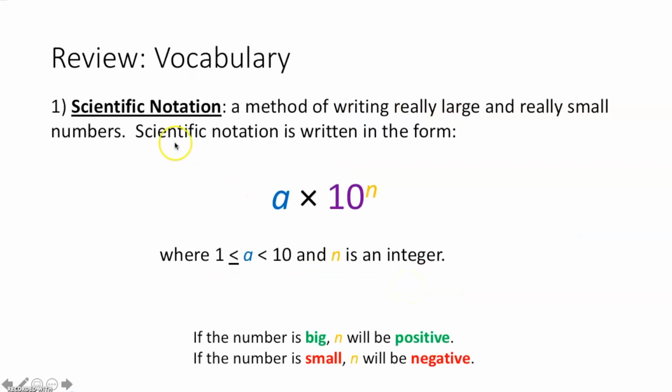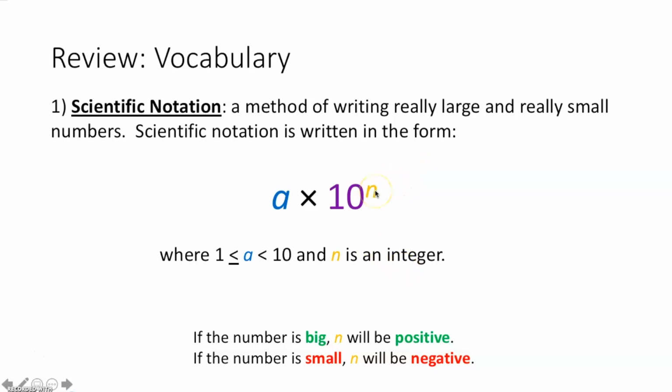Next thing we're going to review, scientific notation. That's a method of writing really large and really small numbers. Scientific notation is written in the form a times 10 to the nth power, where a has to be between 1 and 10. It can equal 1, but it cannot equal 10. And n has to be an integer. If you have a really big number, like a million, then n is going to be a positive integer.